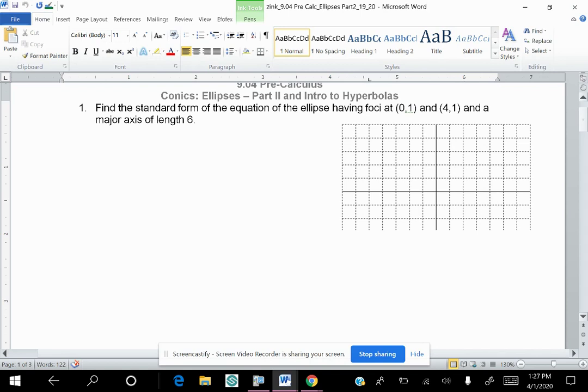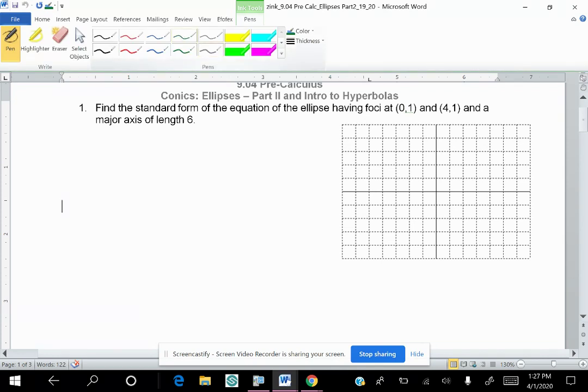Find the standard form of the equation of the ellipse having foci at (0, 1) and (4, 1). So first I'm going to start off by just plotting the points that I'm given. I'm going to plot the point (0, 1) for one of my foci, and then 1, 2, 3, 4, 1 for my other focus. And then it tells me that I have a major axis of length 6.